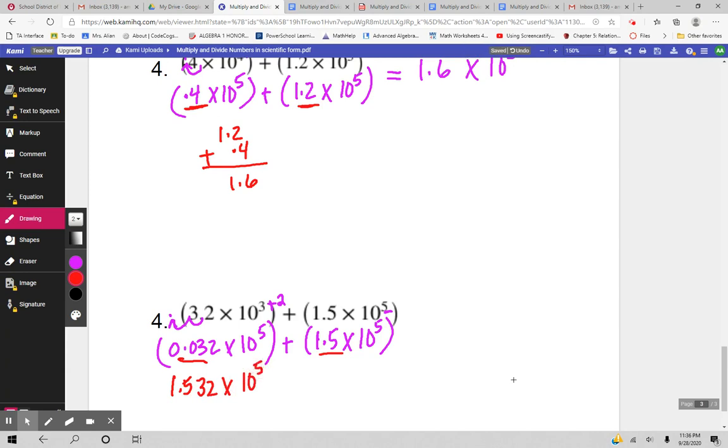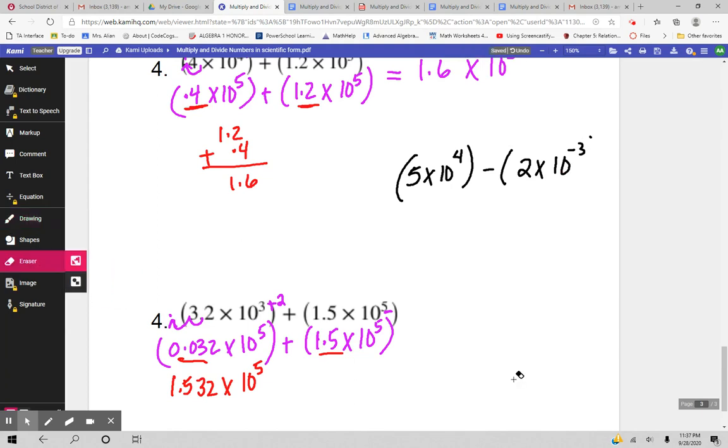Okay, so now let me come up with a practice problem for us where we're subtracting. 5 times 10 to the 4th power minus 2 times 10 to the 3rd power. Oops, I didn't mean to put negative. 3rd power.